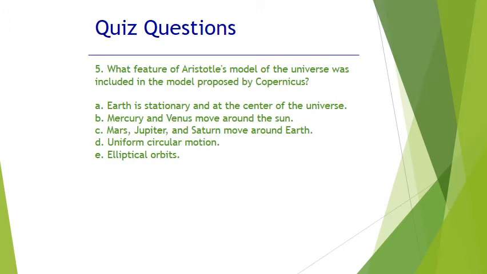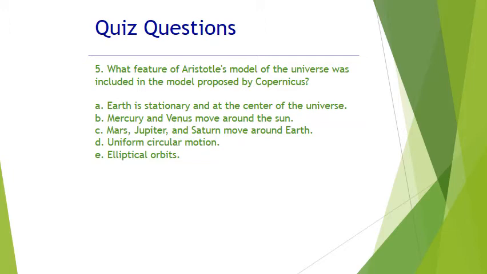Okay, so now what of Aristotle's universe was included in Copernicus's model? Well, it turns out that certainly it's not A, because Aristotle was indeed geocentric. Copernicus was proposing something entirely different, heliocentrism, so Earth would not be the center of the universe. B, that was not part of Aristotle's model. Aristotle did not say that Mercury and Venus move around the Sun. He thought Mercury and Venus moved around the Earth. C also would be more geocentric, so we can throw out A, B, and C.